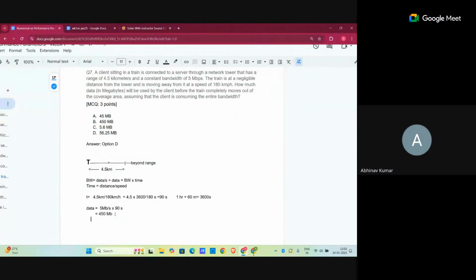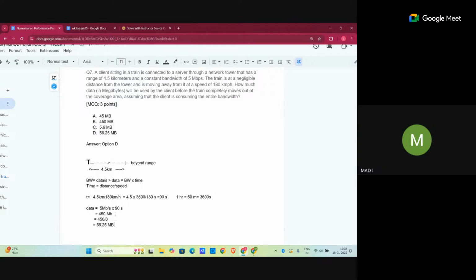Divided by 8. Yes, we will divide it by 8. So don't mark the answer as 450 megabytes; we will have to divide it by 8. So this will be equal to, I think, 56.25. Can anybody confirm this? Yes, 56.25. Okay, this will be the answer.